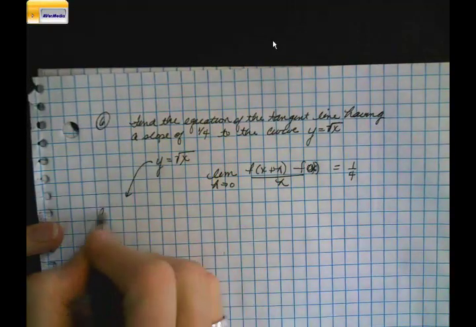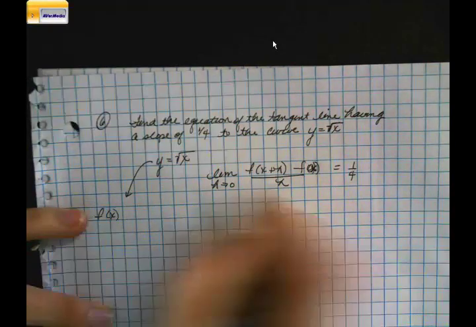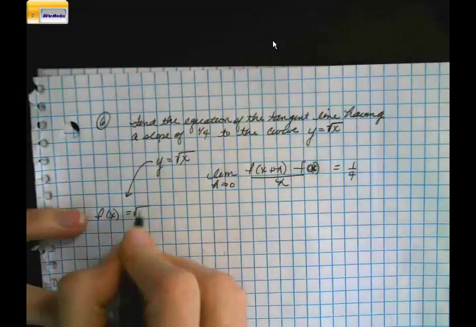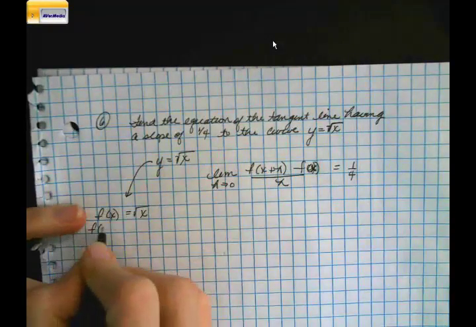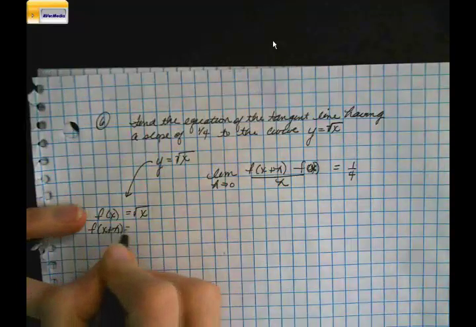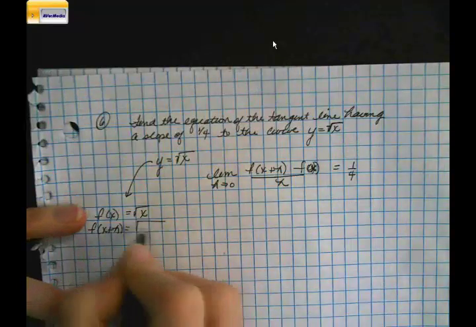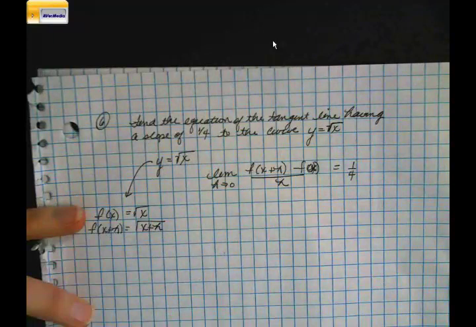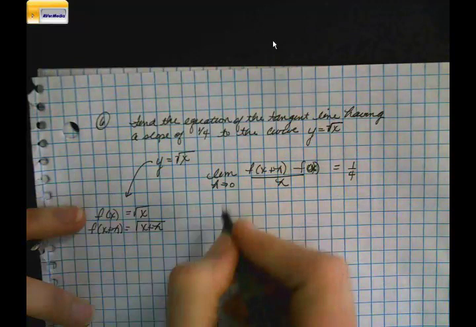So let's go ahead and put this in function notation to keep it with this difference quotient. So f of x is the square root of x, and then f of x plus h is going to be the square root of x plus h. So this is going to be a new approach on the algebra when we plug it into this difference quotient.